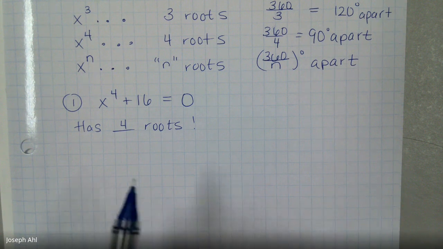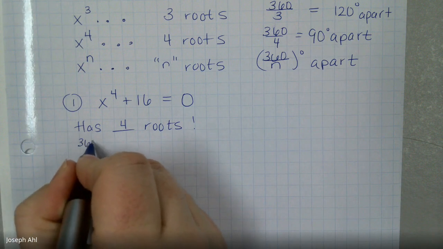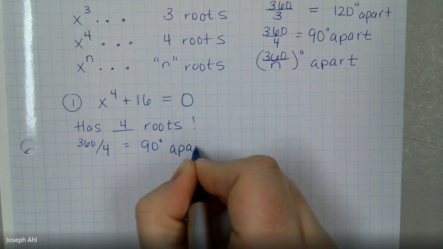If I asked you how many degrees apart they are, we can kind of cheat and look up here and see it's 90, but you always just take 360 and divide by the number of roots. And I know that my solutions in the end should be 90 degrees apart.